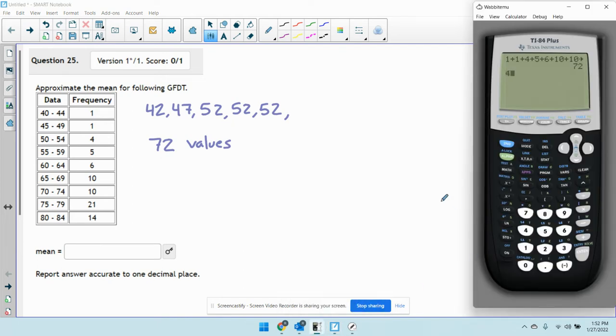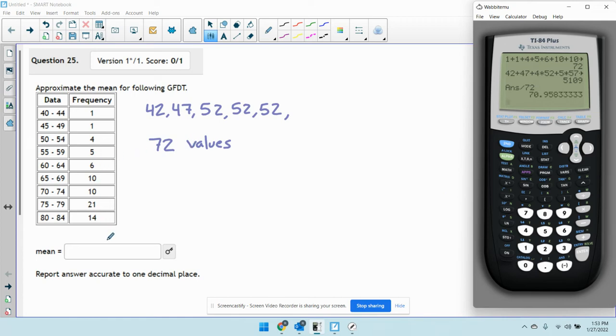I have one value of 42 plus one value of 47 plus four values of 52. So 4 times 52 plus 5 times 57 plus 6 times 62 and so on and so forth. 10 times 67 plus 10 times 72 plus 21 times 77 plus 14 times 82. Get that number, divide by the number of things there are, which is 72.